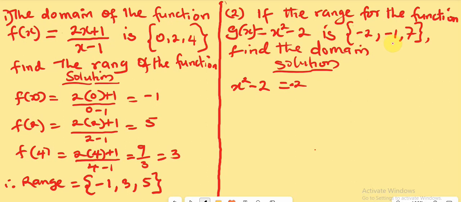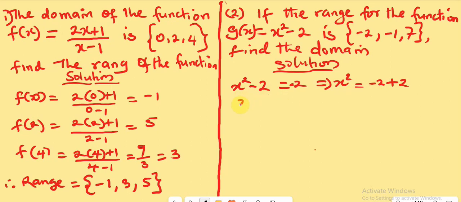Minus 1 is also an image. 7 also is an image. That is the range. Remember I said range and image are the same. So that is the output. I'm going to use them to produce the input. Doing that, I'll have x squared is equal to minus 2 plus 2. Remember, this is minus 2 here. It's going to cross over to become plus 2. That's collection of like terms.